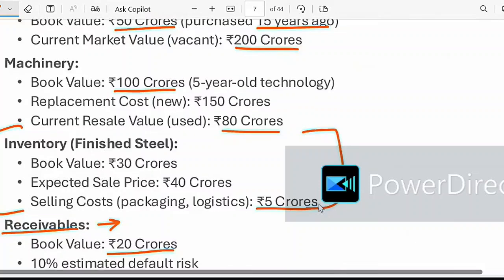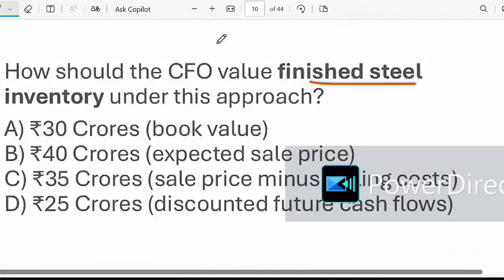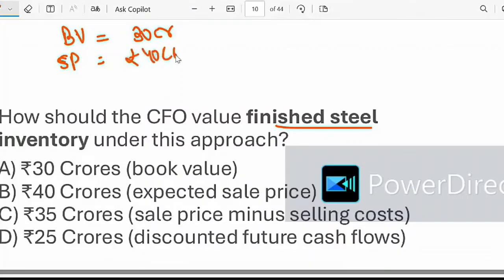So let's come back to this question. This is the question we have. Let me show you the data. Let me write down the data here. Book value, they have given inventory book value 30 crore. Expected selling price they have given 40 crore. And selling cost, packaging cost, transportation cost, they have given 5 crore. So what will be the valuation under the modified book value approach? Tell me, A, B, C, or D. What do you think? Is it 30 crore, 45 crore, 40 crore, or 25 crore?